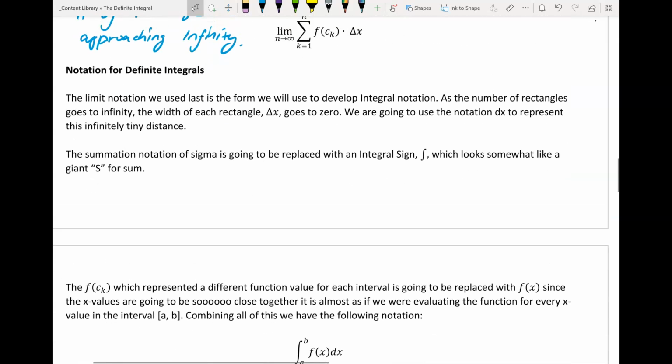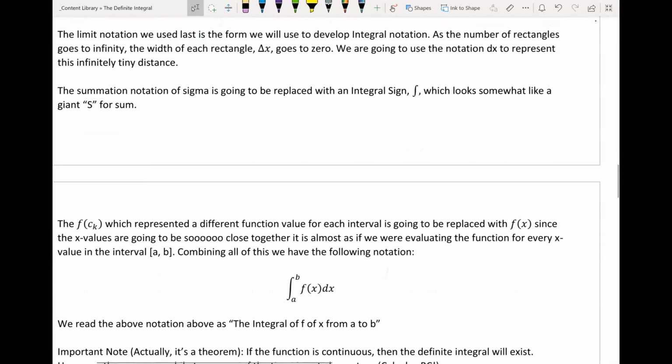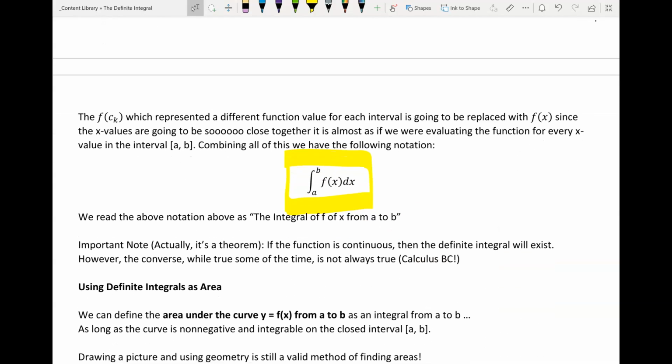So now we're going to look at the notation of a definite integral. So this is the limit definition. We could also write it as so here. And this is how we read it. This is the integral from a to b of some function f of x. In other words, this is the integral of f of x from a to b.